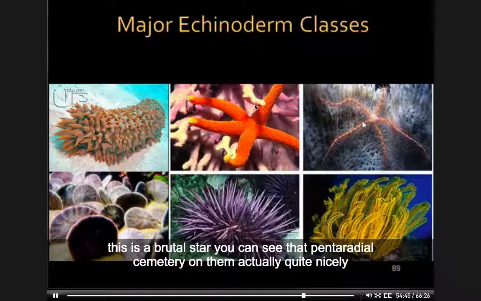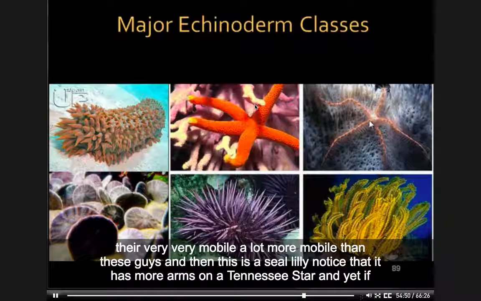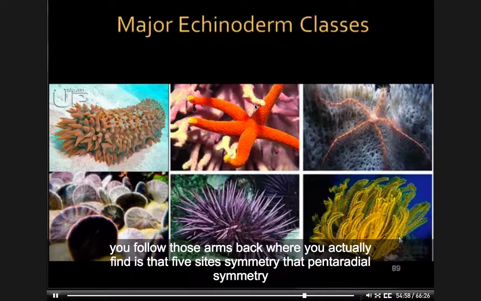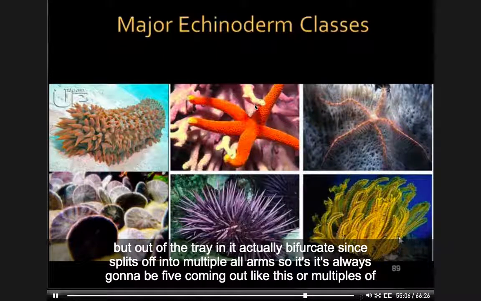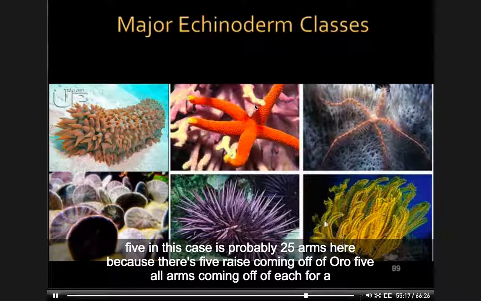This is a brittle star. You can see that pentaradial symmetry on them actually quite nicely. They're very, very mobile, a lot more mobile than these guys. And then this is a sea lily. Notice that it has more arms on it than a sea star. And yet if you follow those arms back, what you actually find is that five-sided symmetry, that pentaradial symmetry. But out of each ray, it actually bifurcates and splits off into multiple arms. So it's always going to be five coming out like this, or multiples of five. In this case, there's probably 25 arms here because there's five arms coming off of each ray.